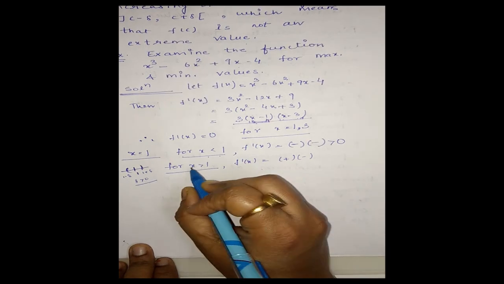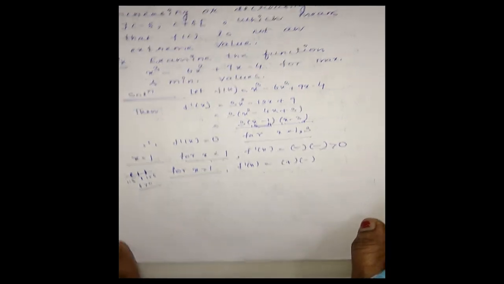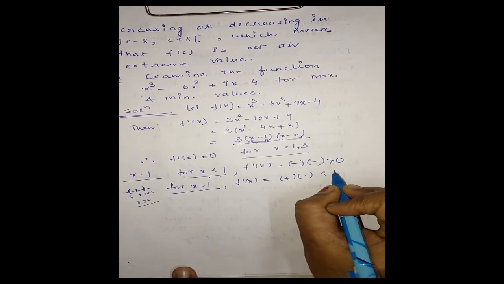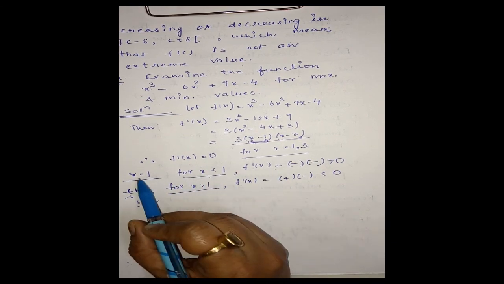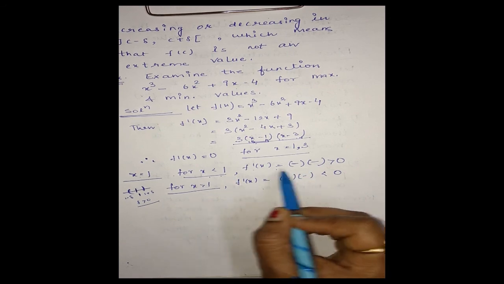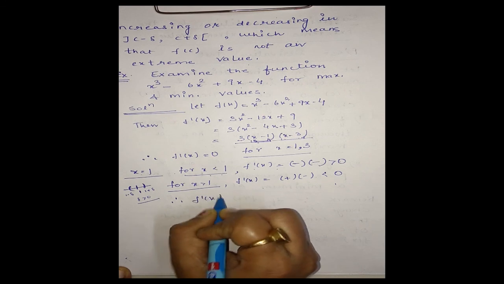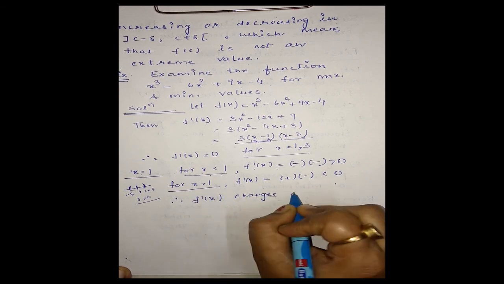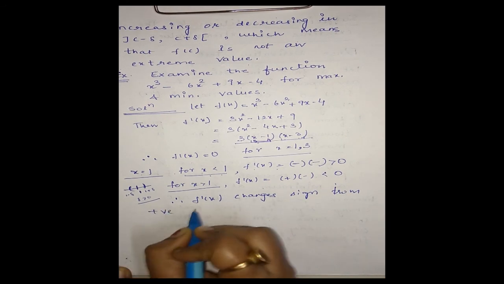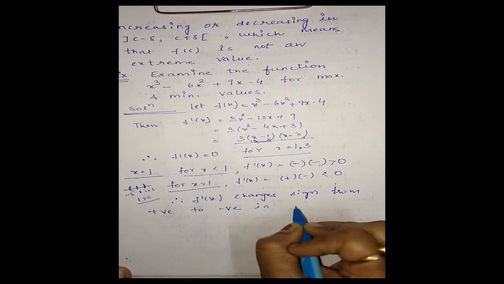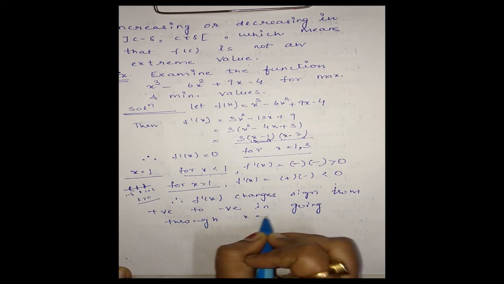Okay, it is more than 1 but will be less than 3 only. Delta is a very small positive number. Now positive into negative, that is less than 0. That means f dash x, on passing through 1, changes sign from positive to negative. Therefore, f dash x changes sign from positive to negative in going through x is equal to 1.